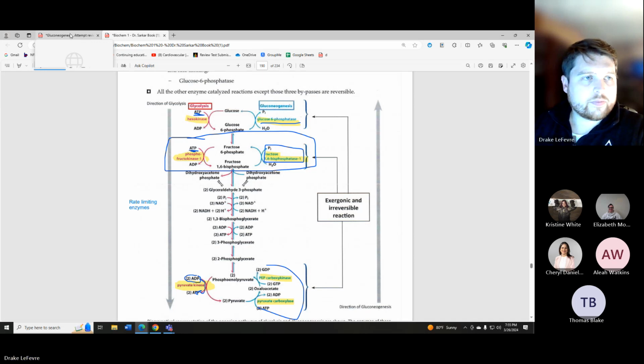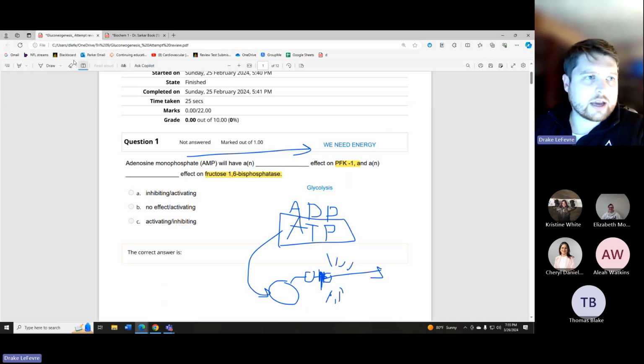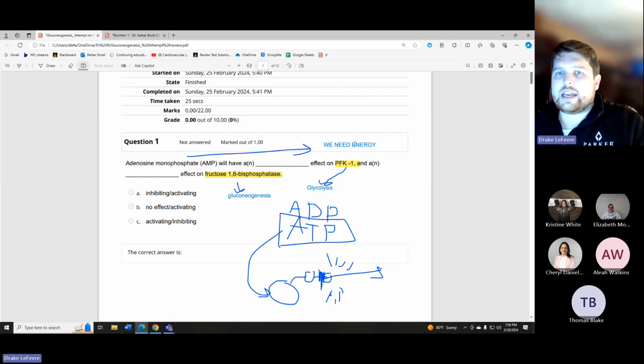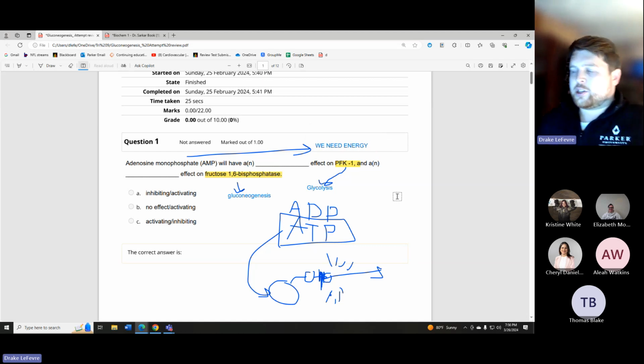So phosphofructokinase, and a little clarification here, I messed this up. PFK is part of glycolysis. The fructose 1,6-bisphosphatase is part of gluconeogenesis. So if we have a whole bunch of AMP, the adenosine monophosphate, we need energy. So in this state where we need energy, do we want glycolysis happening or do we want gluconeogenesis happening? Which of the two is going to give us ATP?